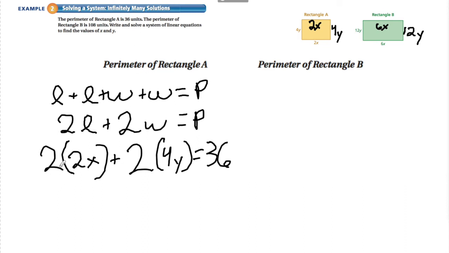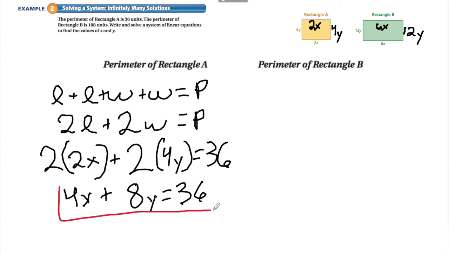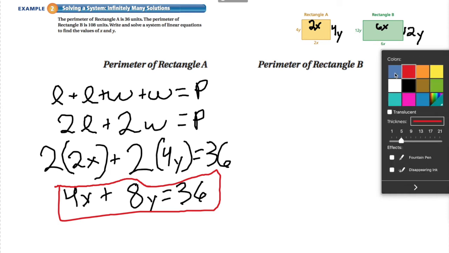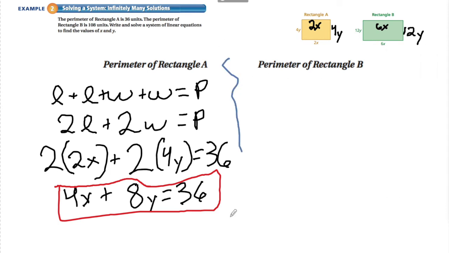Now let's simplify that. 2 times 2x is 4x, plus 2 times 4y is 8y, and that is all equal to 36. So this is our first equation in our system of equations. But we know we need two equations to have a system, right? So let's find the perimeter of rectangle B.